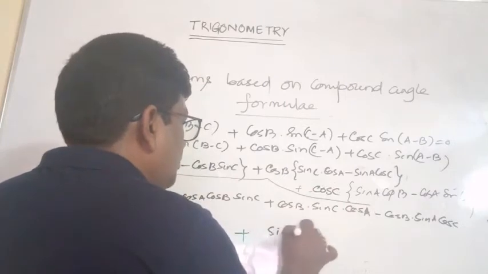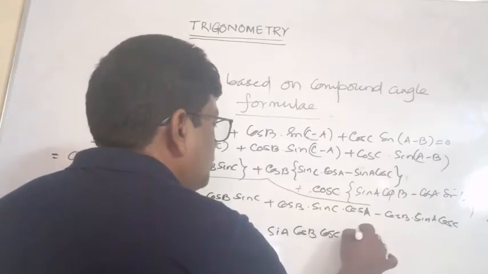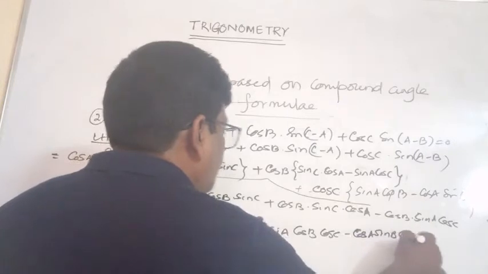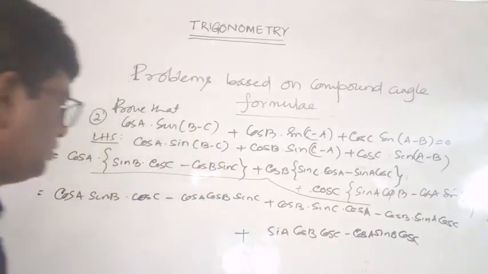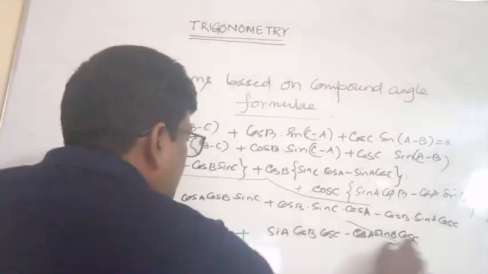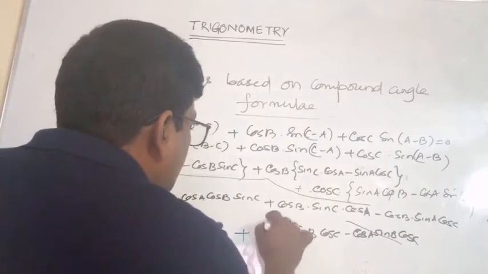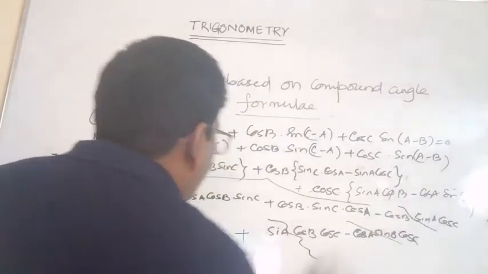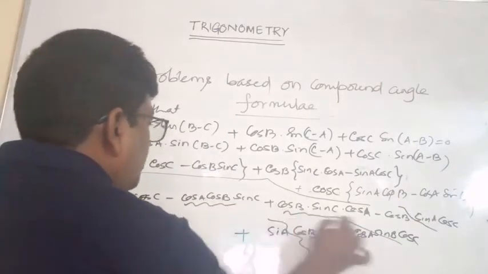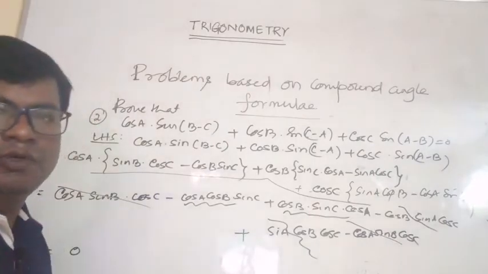This is sin A cos B cos C. This is cos A sin B cos C. So cos A sin B cos C and cos A sin B cos C, this goes cancel. Sin A cos B cos C and sin A cos B cos C, this term cancels, and this term and this term cancel. So the answer is 0. This is question number 2.